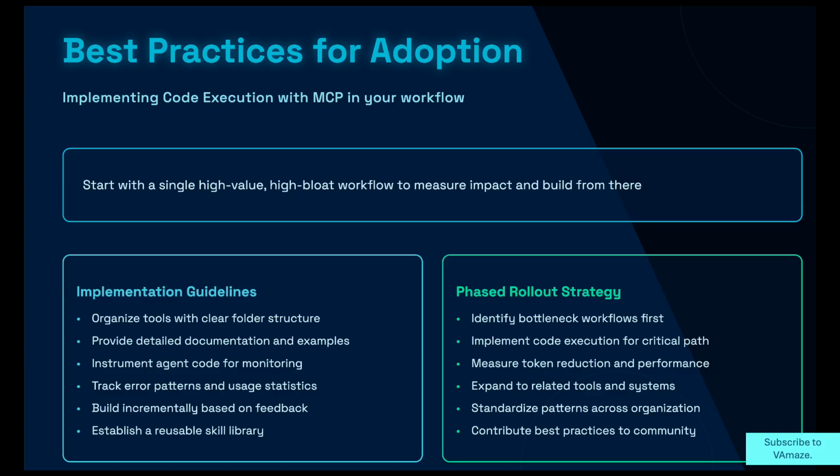Fifth, monitor and iterate. Watch what code your agents are generating. Are they discovering tools efficiently? Are they writing clean, efficient code? Use these insights to improve your tool organization and documentation.